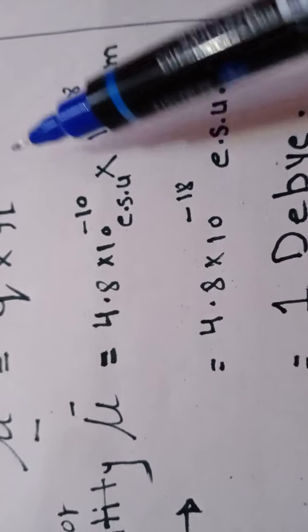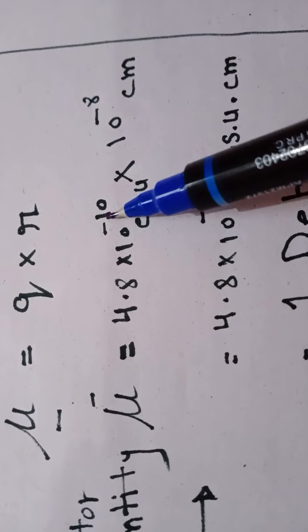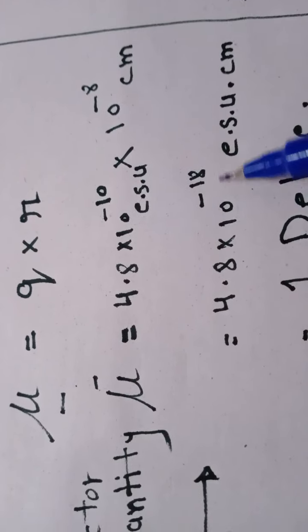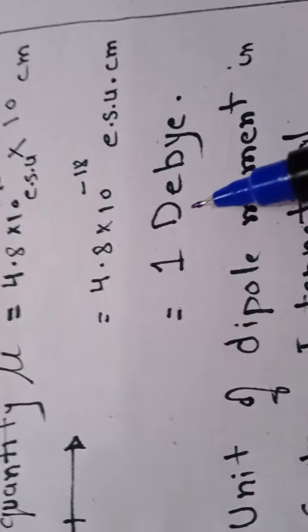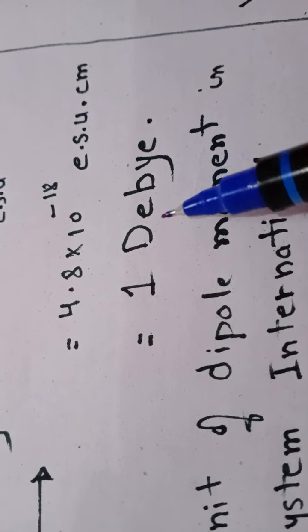As you can see, both the bases are similar. If the bases are the same, 10 raised to power minus 10 and 10 raised to power minus 8, the exponents will add up. Minus 10 minus 8 equals minus 18 ESU centimeter, and it will be equal to 1 Debye. What is a Debye?